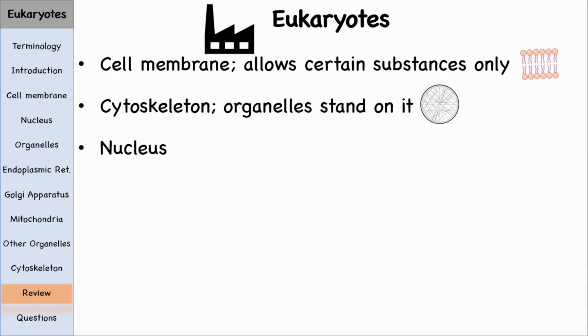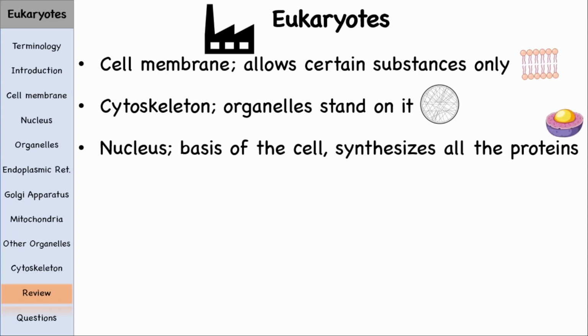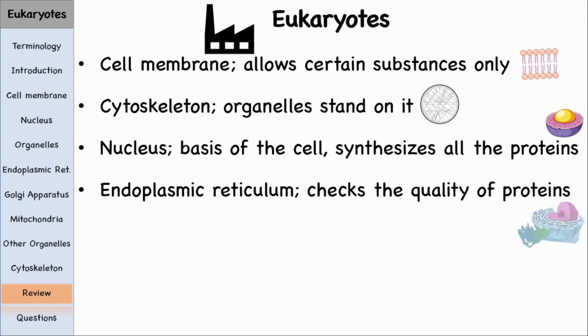The nucleus plays the role of general manager, as it is the basis of the cell and it synthesizes all the necessary proteins. The endoplasmic reticulum plays the role of quality manager, as it checks the quality of the protein. The ribosomes on its surface play the role of workers, as they translate the proteins.